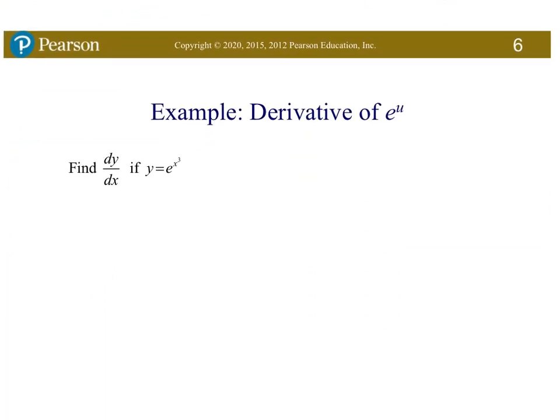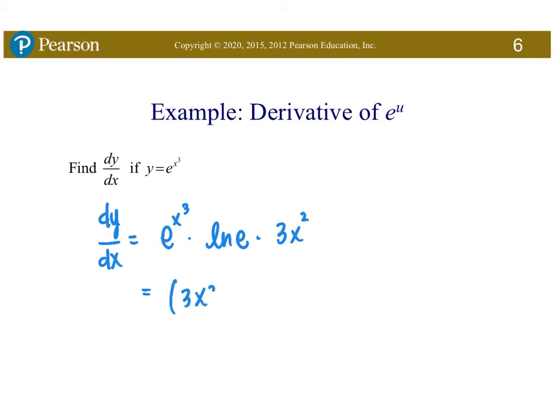All right, here's an exponential where the base is e. So dy/dx of e to the x cubed is part of its own derivative, times the natural log of e, times 3x squared as the chain rule. And so we would typically write that as 3x squared in the front, and then e to the x cubed, where the natural log of e simplifies to 1.